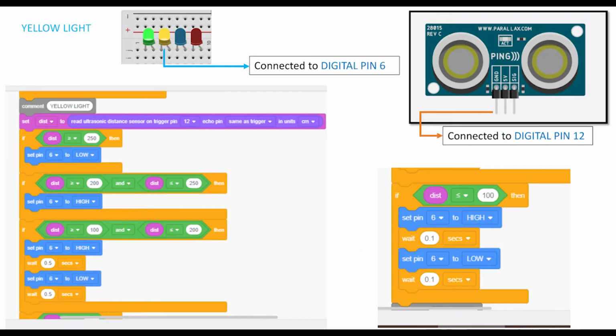Moving to the yellow light, which is connected to the digital pin 6, corresponding to the ultrasonic sensor, which is connected to the digital pin 12. The data received by the digital pin 12 I have named as a variable dist, with the corresponding logic. If it detects a distance greater than 250 centimeters, then it will not glow, but if the distance detected is within 200 to 250 centimeters, it will just light up. If the distance is within 100 to 200 centimeters, it will start blinking with 0.5 seconds refresh rate, and if it is less than 100, then it will start blinking more rapidly.